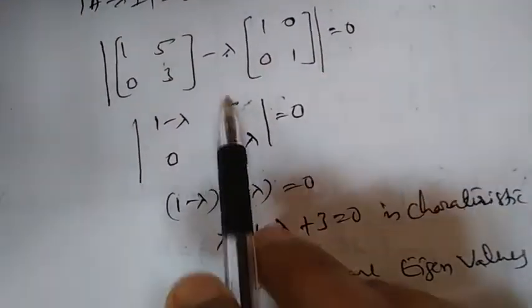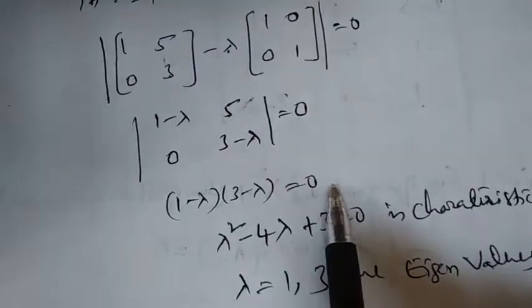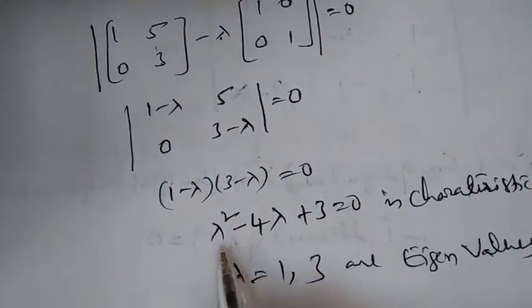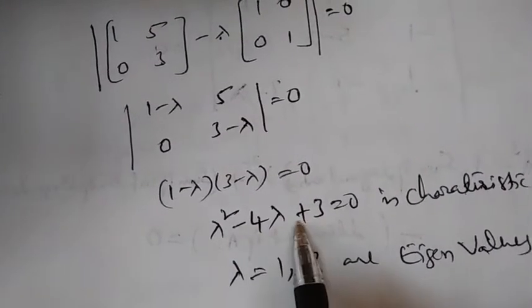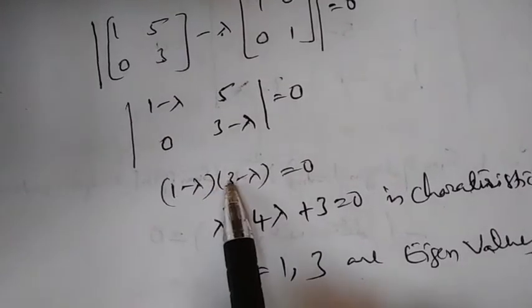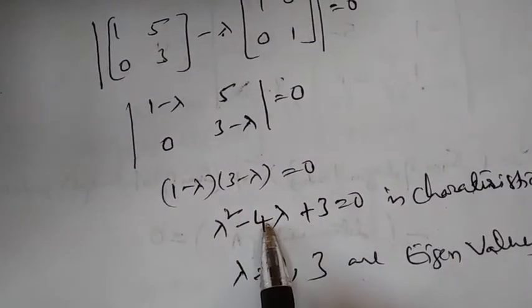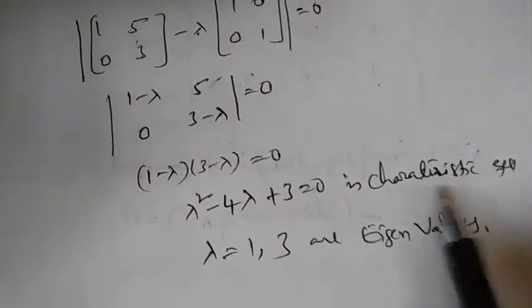Now using the AD minus BC formula, 0 into 5 is 0, equal to 0. Now multiply this: lambda square minus 4 lambda plus 3. Lambda into lambda is lambda square, then 1 lambda and 3 lambda give minus 4 lambda, 1 into 3 is plus 3, equal to 0. This is the characteristic equation.